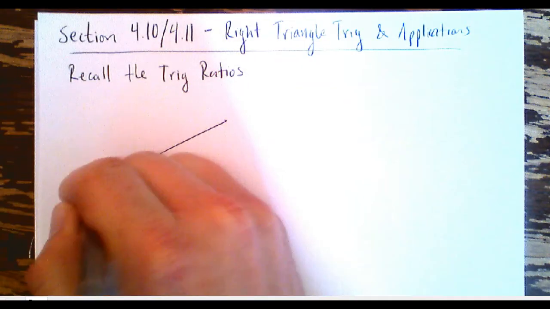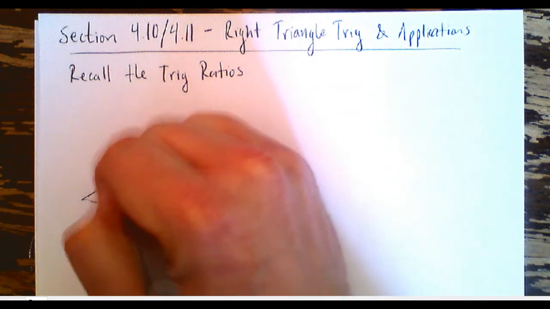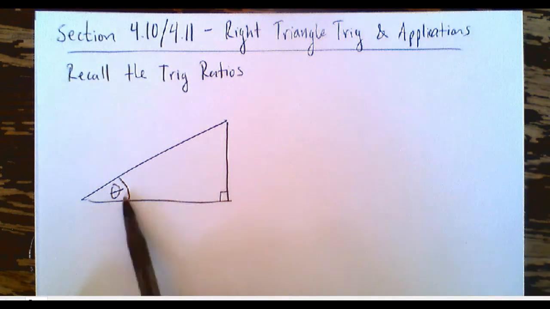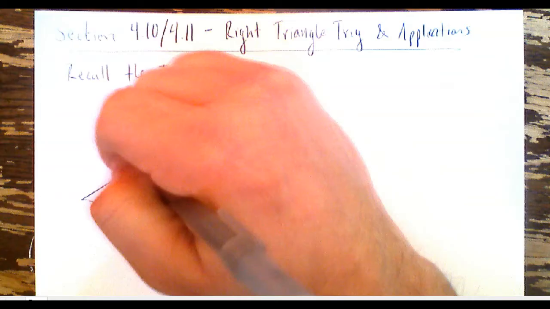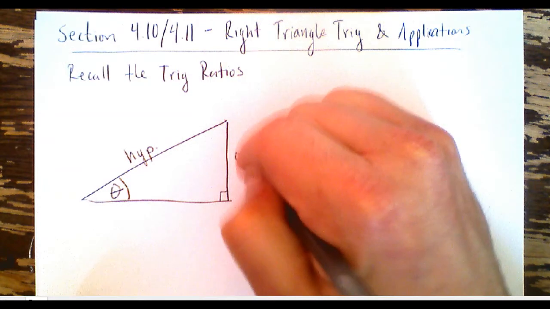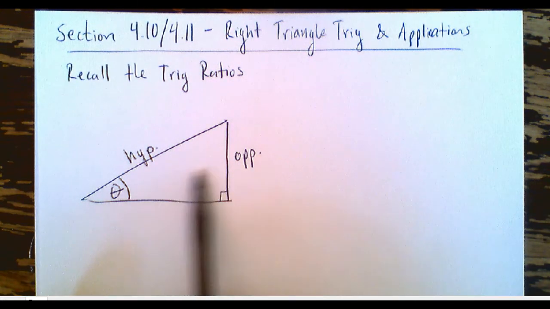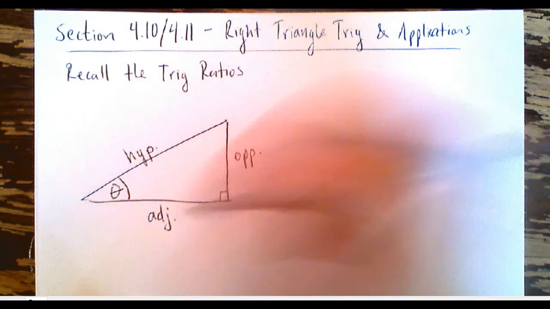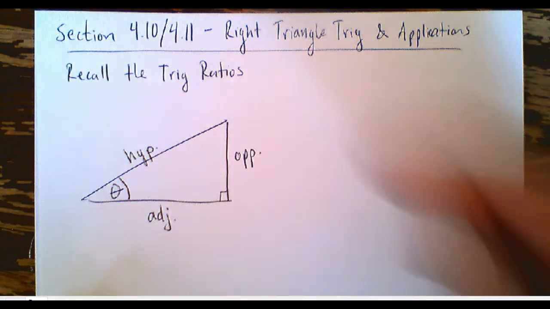Let's say we have this right triangle right here and some acute angle theta. So we have defined the sides previously in this fashion. So we know that this is our hypotenuse. Here we have our opposite side. That is because it's across from the angle, it's opposite the angle. And here we call this the adjacent side, right? So we define the six trigonometric functions in the following way.